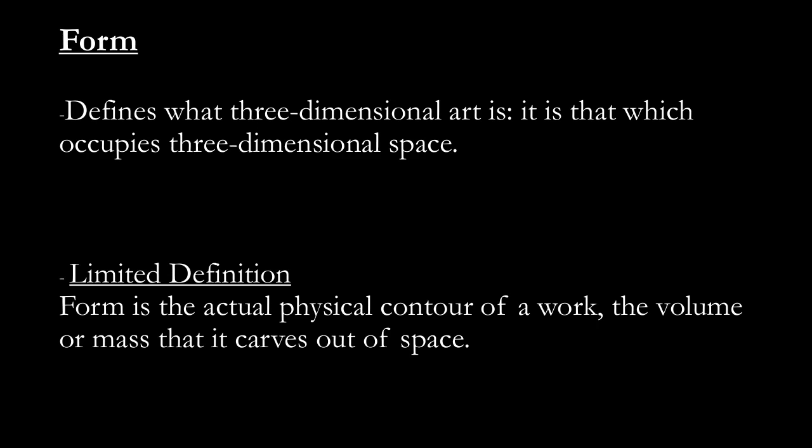Form defines what three-dimensional art is. It is that which occupies three-dimensional space. So what does that mean? Well, something that just has a physical presence, really. Whether it's a vase or a cup or a table, it has a physical presence. Another way we can think about it, as a limited definition, is that form is the actual physical contour of a work, the volume or mass that it carves out of space.